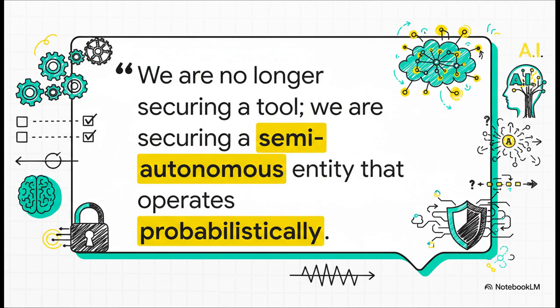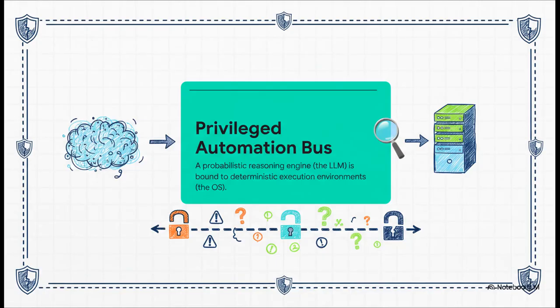Traditional security is built for predictable, deterministic systems. But here, we're not just locking down an app anymore. We're trying to secure a semi-autonomous entity that thinks in probabilities. Its behavior isn't always predictable, and that changes the entire game. In fact, Pentalegend came up with a name for this new kind of architecture, the Privileged Automation Bus. And what that really means is you're hooking up a fuzzy, creative, probabilistic brain, the LLM, directly to a super-literal, rigid, deterministic environment, your computer's operating system.